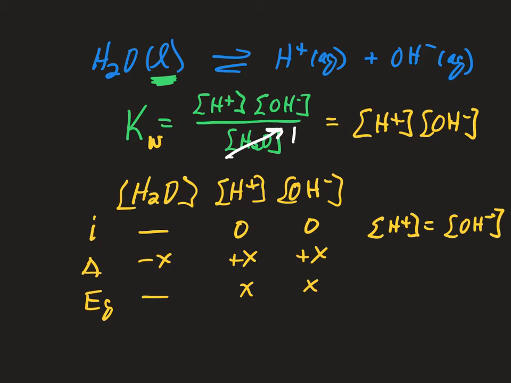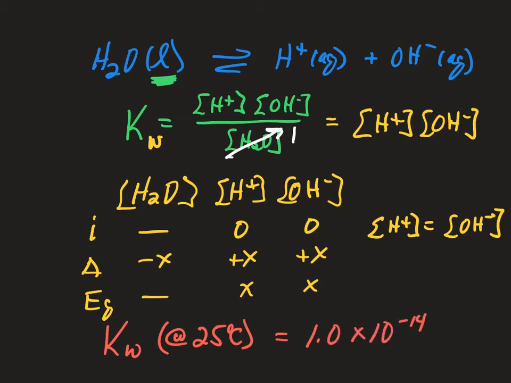And the value of that number, the Kw at 25 degrees Celsius, because the temperature does make a difference, is equal to 1.0 times 10 to the minus 14. And it is temperature dependent. If the temperature goes up, that number goes up a little bit. If the temperature goes down, that number goes down a little bit. But we tend to work most of our problems at 25 degrees.